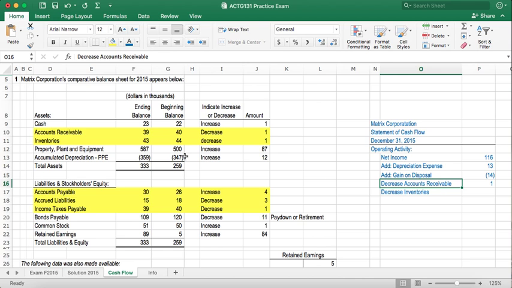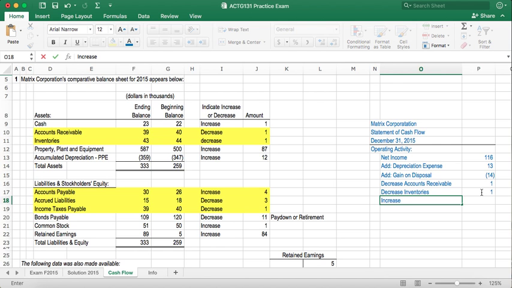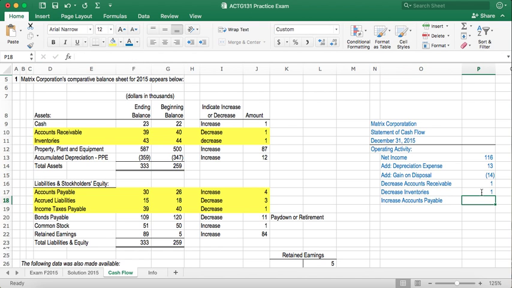And we have a decrease on the balance sheet for inventories, and that also affects the statement of cash flows as an increase. So now we've completed our current assets, and we're going to work with our current liabilities. Let's see, increase, accounts payable. That's 4. So an increase in a liability will result in an increase on the cash flow.